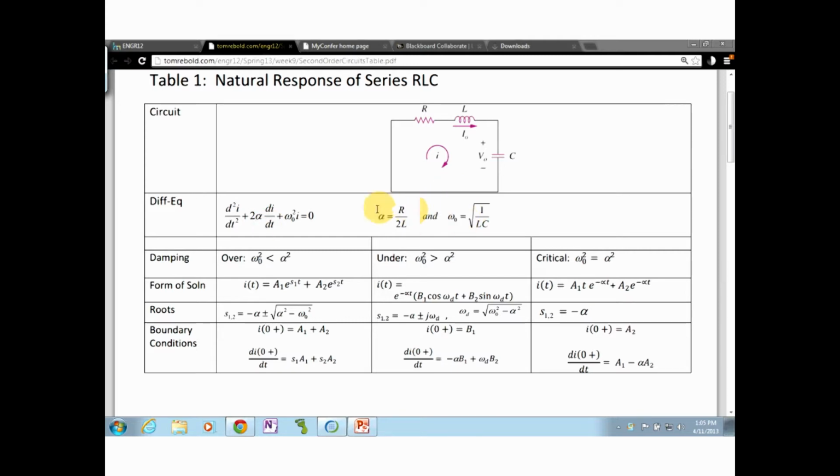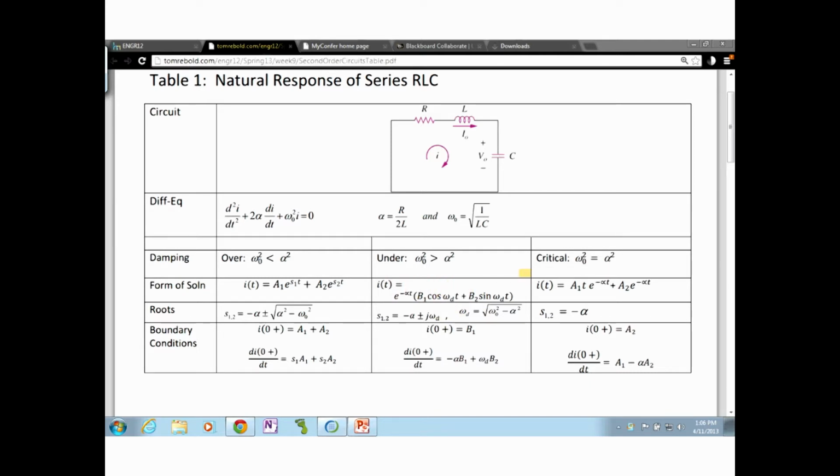You can't really go anywhere until you know what that is. And then once you know the comparison of the values between alpha and omega 0, you go down one of these three tracks. It's either going to be overdamped, underdamped, or critically damped. If it's overdamped, the solution is A1 e to the S1t plus A2 e to the S2t. If it's underdamped, it's e to the minus alpha t times B1 cosine omega dt plus B2 sine omega dt. So that's the sinusoidal oscillation that takes place.